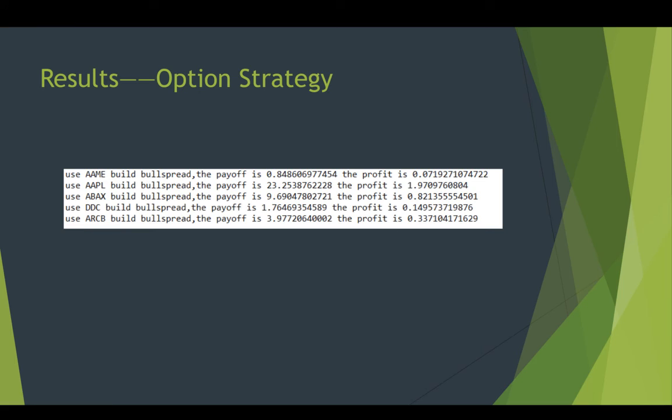And this is the result of the option strategy. As we can see from the result, all these 5 stocks build the bull spread strategy, which is in line with our choice of stocks that have a rising tendency in the first place. And all 5 strategies earn positive profit under the bull spread strategy.